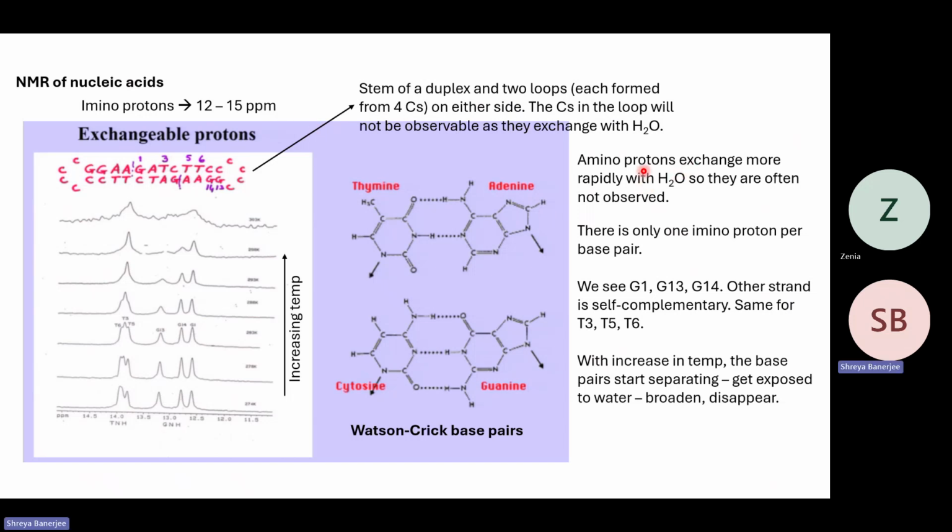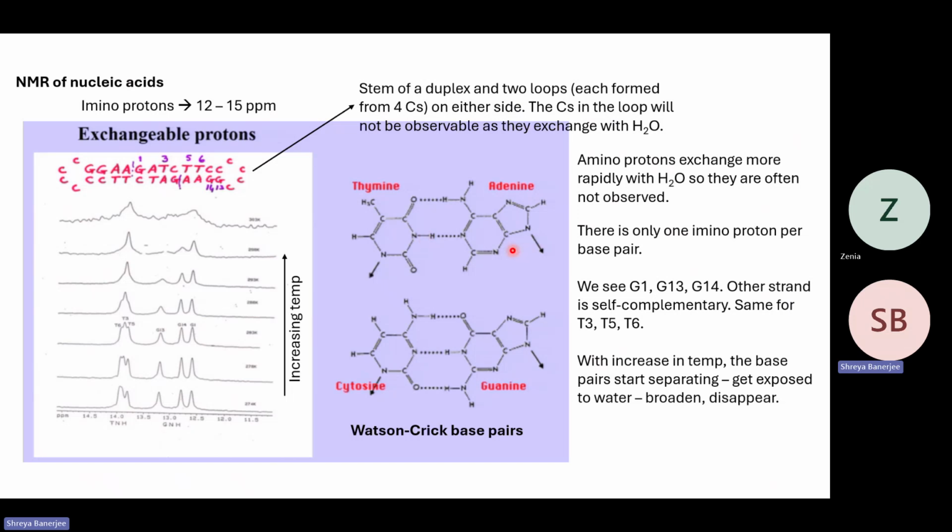Okay, so amino, one thing to remember is that wherever the loop is there, those protons will exchange very rapidly with the solvent, and so we will not be able to see those peaks. In the duplex itself, the amino protons exchange very rapidly with water, and so amino protons may often not be observed. So what we will see are the imino protons, that is NH, which occur between 12 to 15 ppm. That is the region we are looking at.